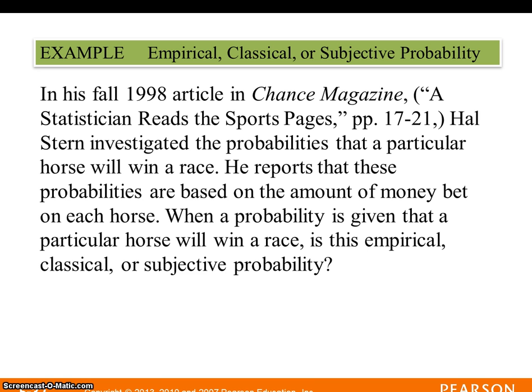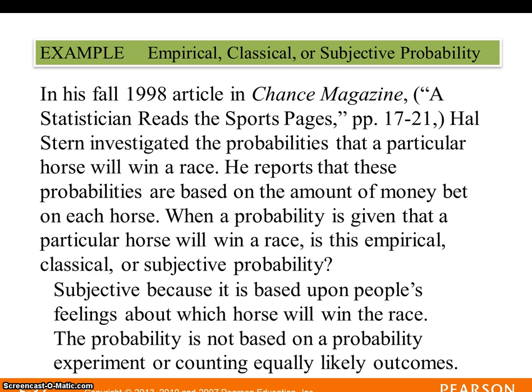It's not really empirical because it's not necessarily based on an experiment. I guess he's using past information. It's not classical because you don't really have any definite answers there. So this is subjective, because it's based upon people's feelings about which horse will win the race. The probability is not based on a probability experiment or counting equally likely outcomes, so it's neither empirical nor classical. Okay, well, I hope that clears things up.